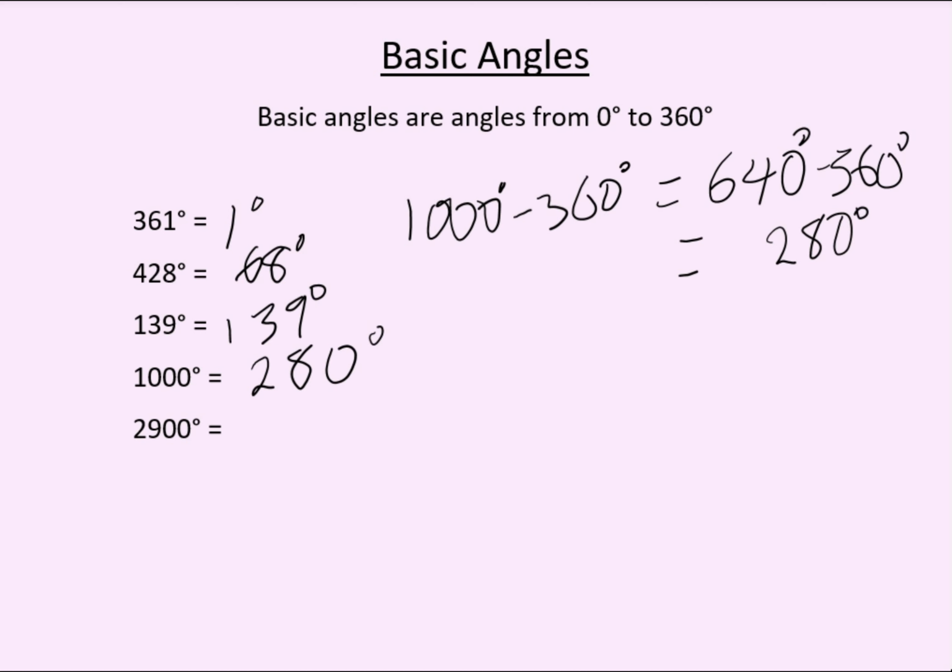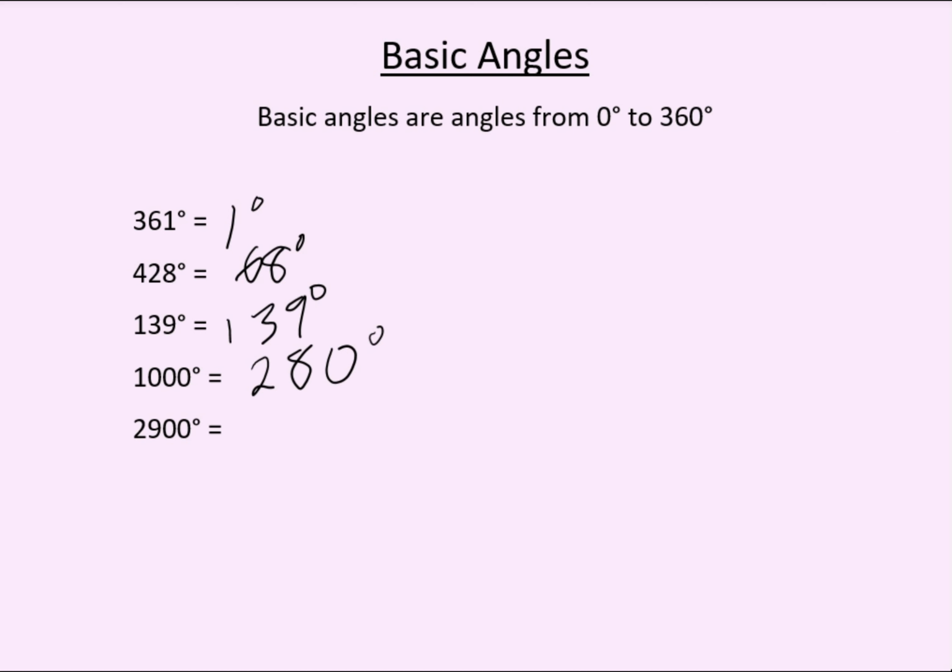For the fourth and the last one, 2900 degrees. If we look at it, it's so much. If we say, okay, let's keep subtracting, we are going to be here for a while. So let's just do it this way. Let's multiply 360 degrees, let's do it by trial and error method.